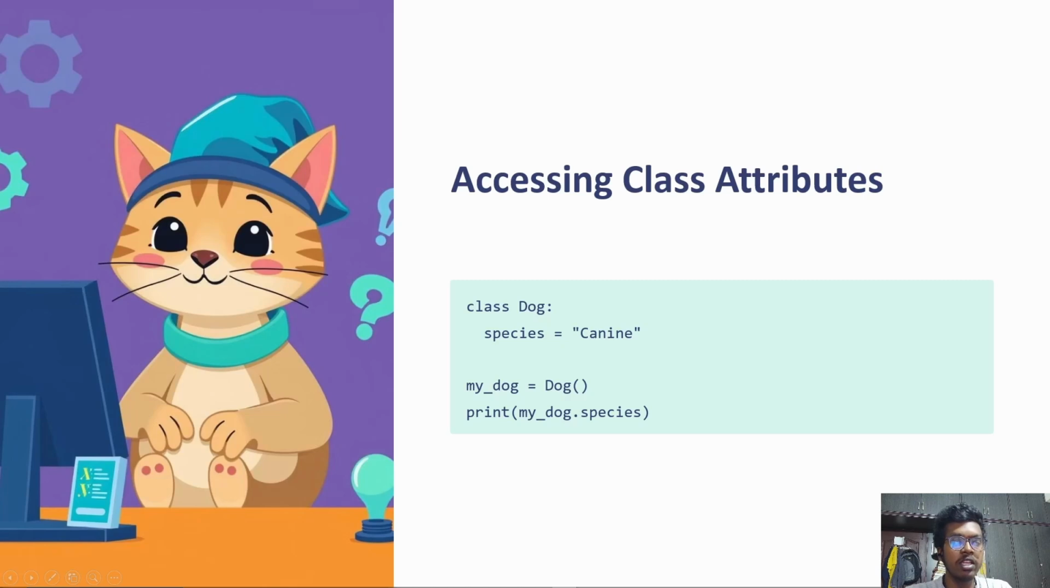So let's see what accessing class attributes is. Accessing class attributes in Python is done in two ways: using the class itself and using the instance of the class. So what are class attributes? Class attributes are variables defined directly within the class but outside of any methods. These attributes are shared across all instances of the class unless overwritten by an instance. I have given a small Python program here: class Dog, and species is equal to canine. When I print my_dog.species, I'll get canine.